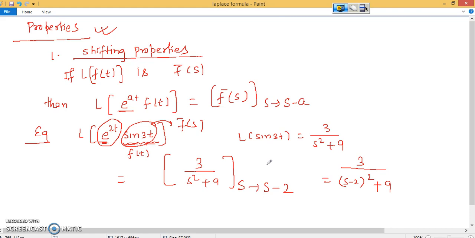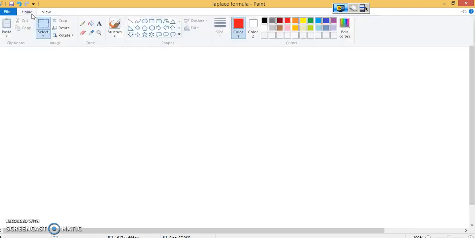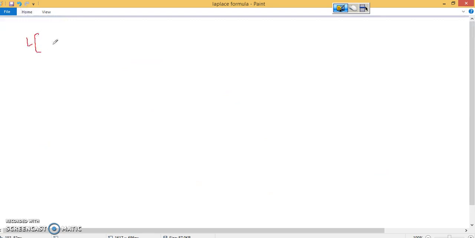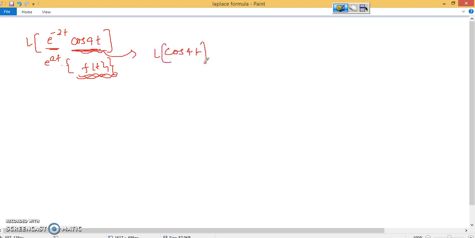Okay students, so another example, let's see. If we are given: find the Laplace of e to the power of minus 2t cos of 4t. The Laplace of cos 4t you already know. Why do we want to find the cos 4t Laplace? Because e to the power at is multiplied, and apart from e to the power at, whatever is given is your f of t, and first we have to find this f of t's Laplace. That means the Laplace of cos of 4t, which we already know is s by s square plus 16.